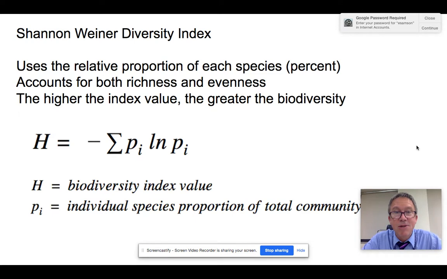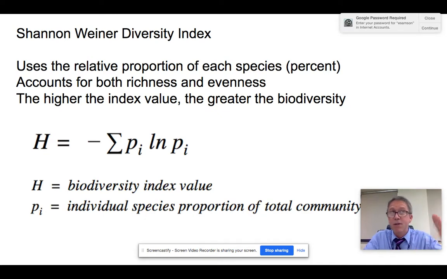Ooh, look at this. This looks like fun, doesn't it? Actually, it is pretty cool. We're going to use a thing called the Shannon-Wiener Diversity Index. Basically what you do is you use the relative proportion, so just think of it as what percent, as a decimal, you have of each species in terms of the total count of organisms present. What's nice about this is it allows us to account for both richness and evenness. The higher the value you get, the more biodiverse an environment is. So it gives us a way of putting a number on it.